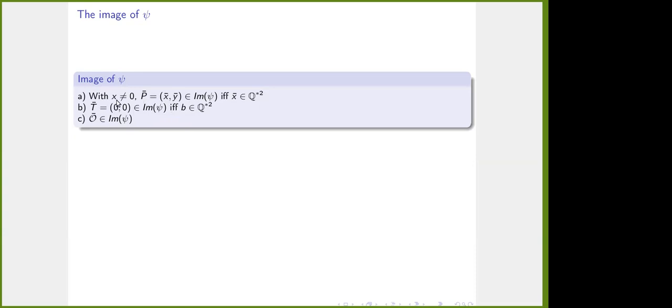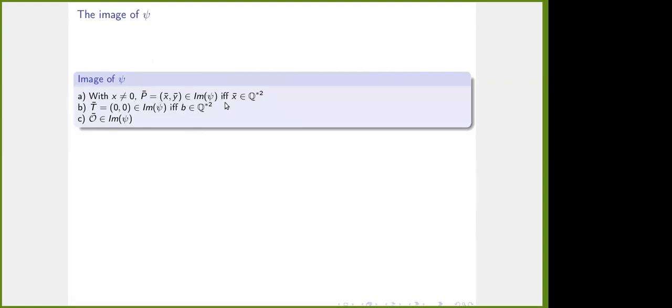So when x is not equal to 0, the points which lie in the image of psi are precisely the squares of rational numbers. By the way, all these x and y are rational numbers, and we want to look at points which lie in the image of psi. Psi is going from the rational points on C bar to the rational points on C.